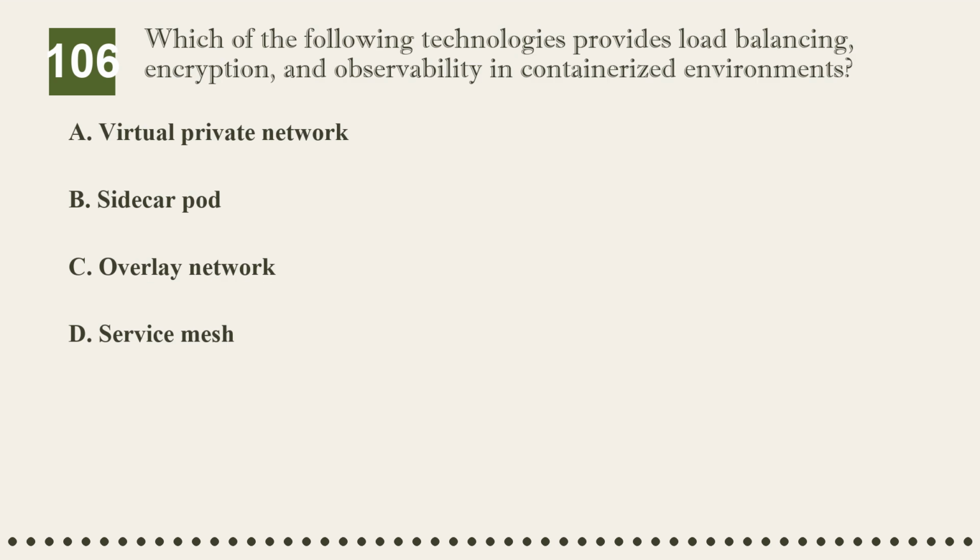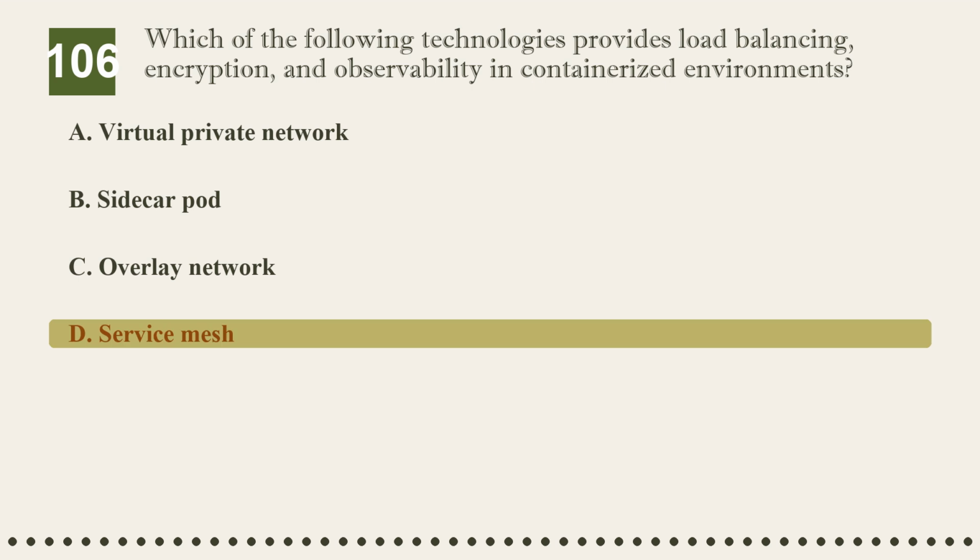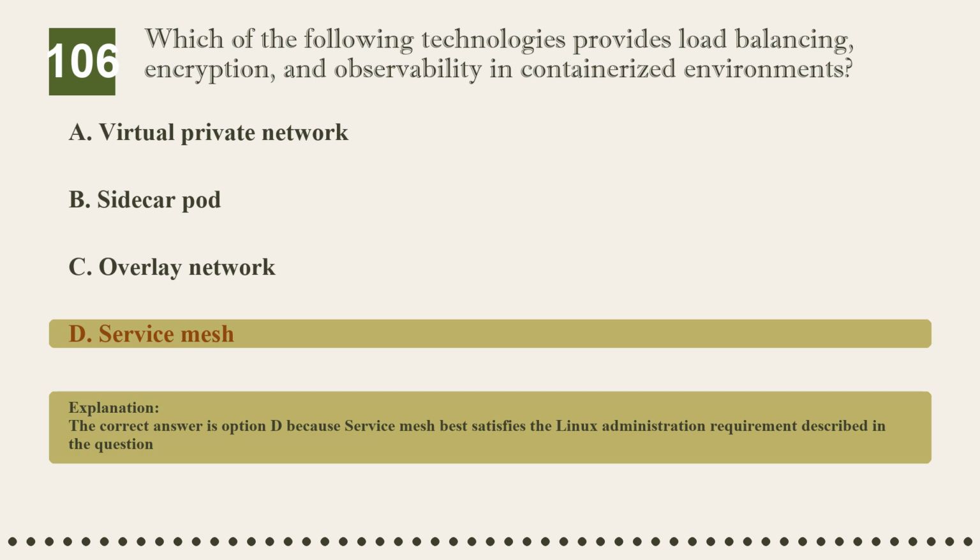Question 106. Which of the following technologies provides load balancing, encryption, and observability in containerized environments? Option A virtual private network. Option B sidecar pod. Option C overlay network. Option D service mesh. The correct answer is option D, service mesh. The correct answer is option D because service mesh best satisfies the Linux administration requirement described in the question.